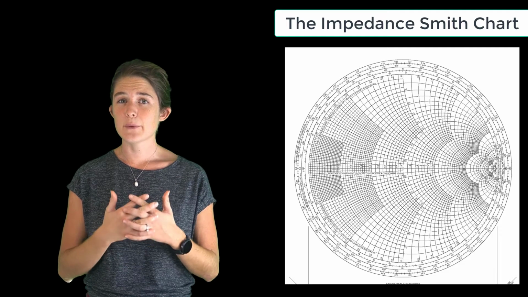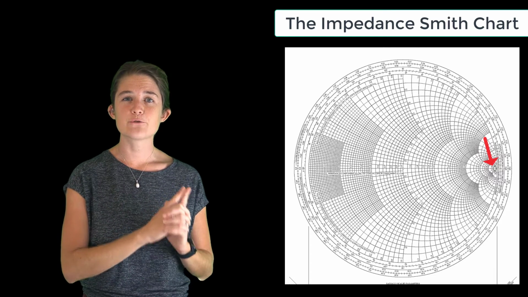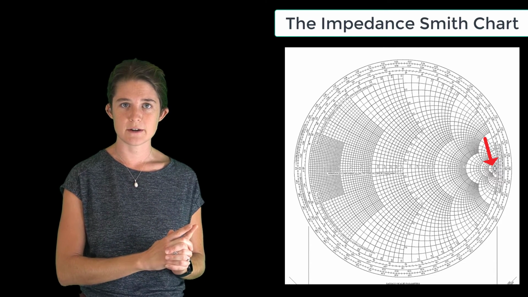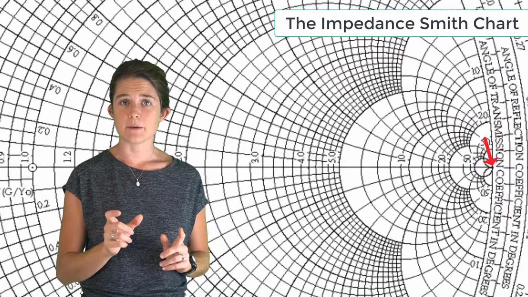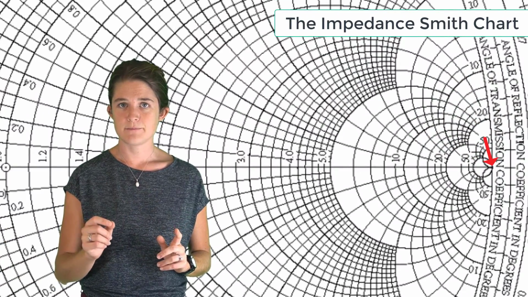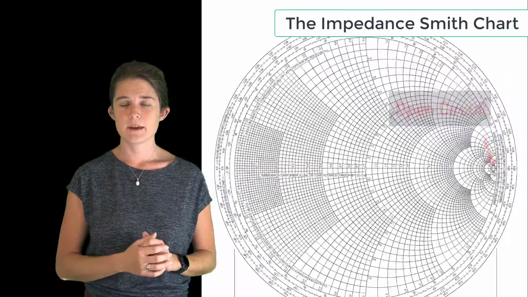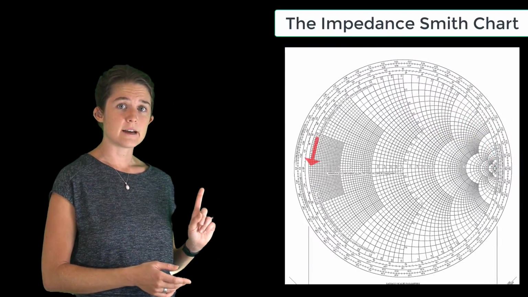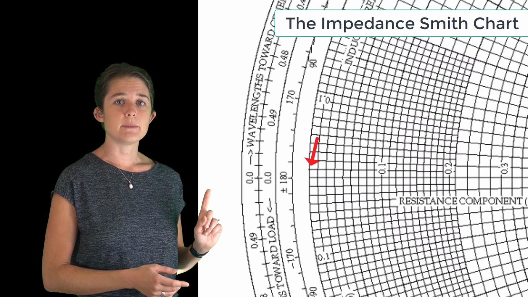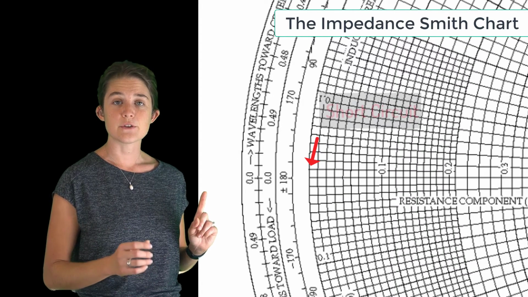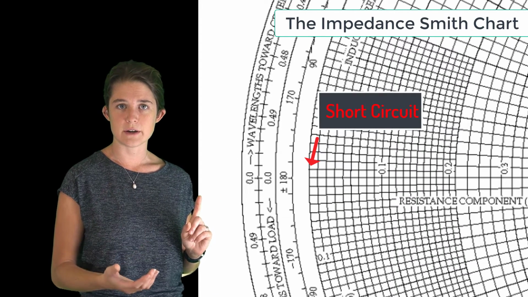The second point I want you to know is here, the furthest right point on the Smith chart. This is where the real part of the impedance becomes infinite. In other words, this is the location of an open circuit. And finally, all the way on the left side of the Smith chart, the real part of the impedance goes to 0. So this is the location of a short circuit.